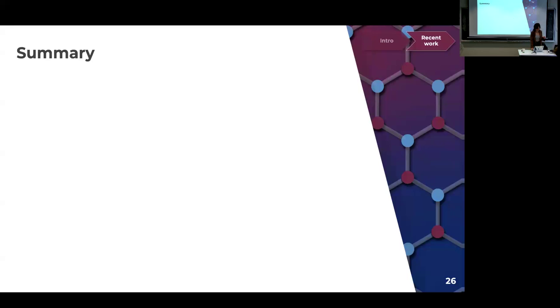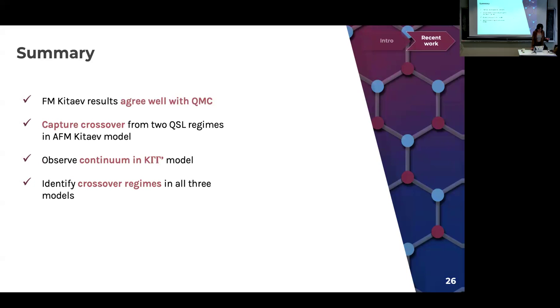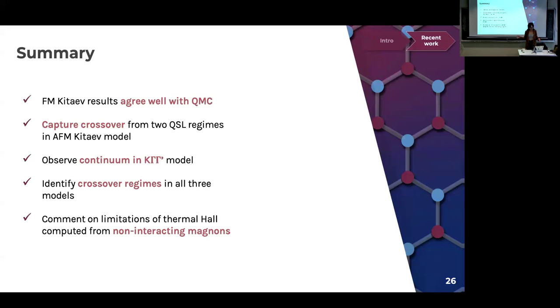So in summary, our FM Kitaev results agree well with unbiased QMC simulations. We're able to capture the crossover behavior from two different quantum spin liquid regimes in the AFM Kitaev model. We observe a continuum in the K gamma gamma prime model. And we're able to identify crossover regimes in all three models and use this to comment on the limitations of the thermal Hall conductivity computed from non-interacting magnons.